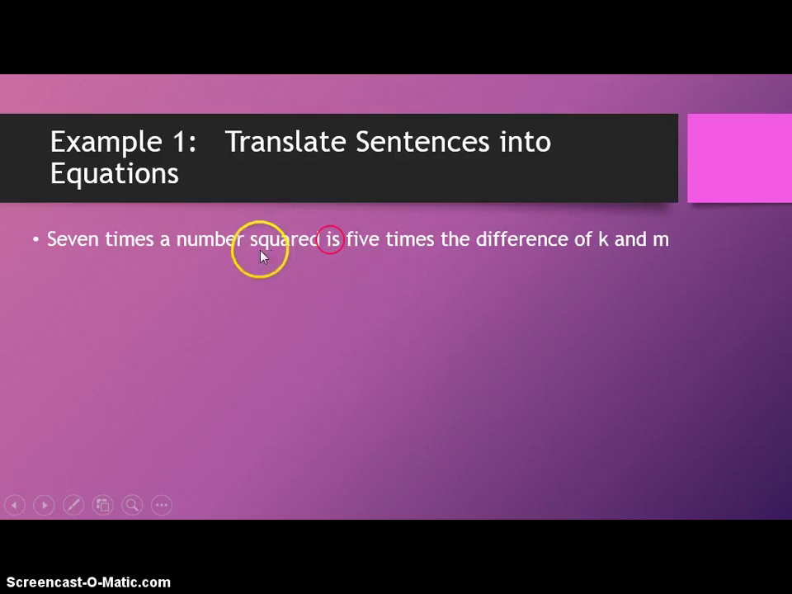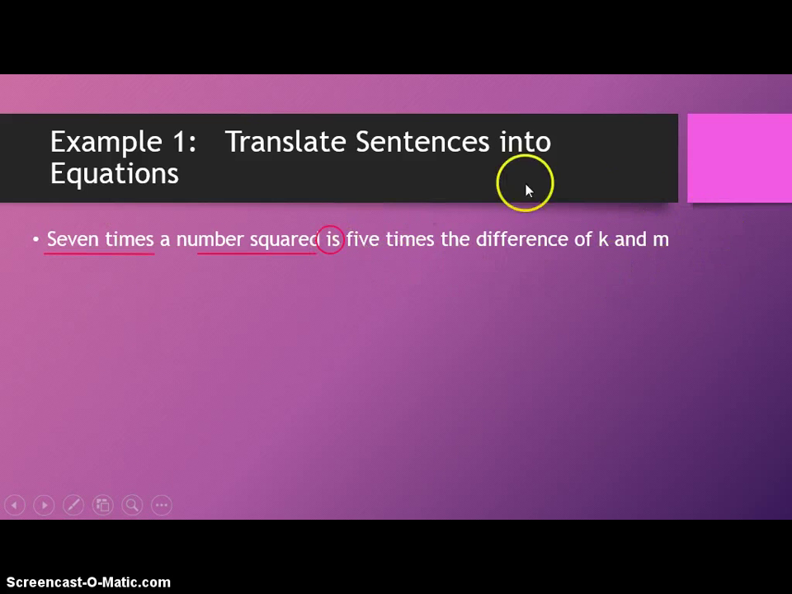I want you to think of order of operations when you're trying to figure out how to write your math sentence. So I know that I have 7 times a number squared. A number squared would kind of be its own thing, because squared is going to happen before multiplication. And then I'm going to take that number squared and multiply it by 7.